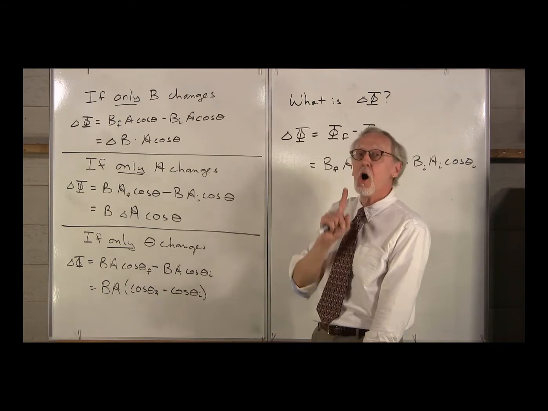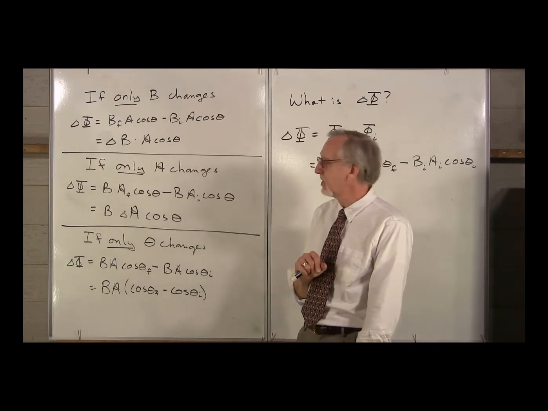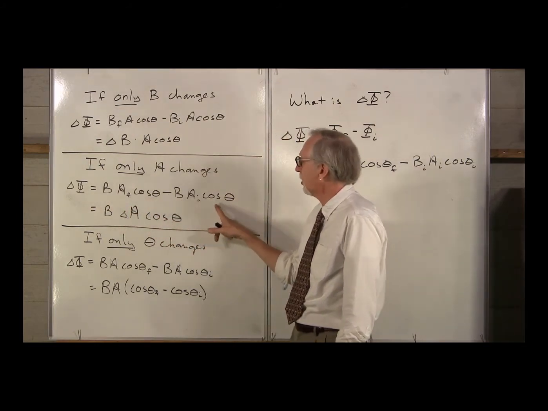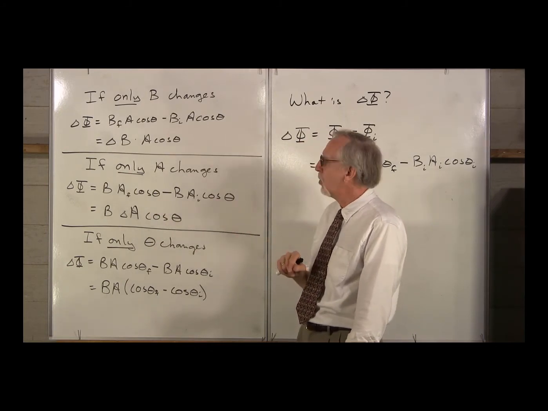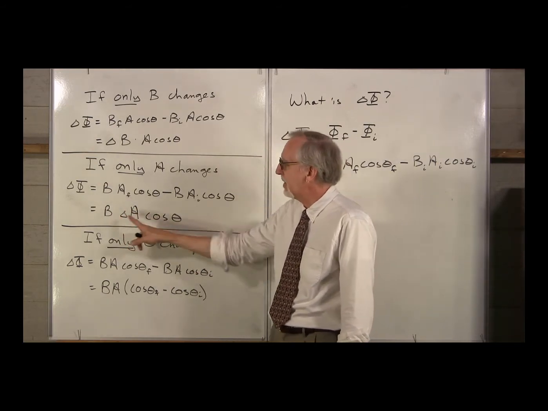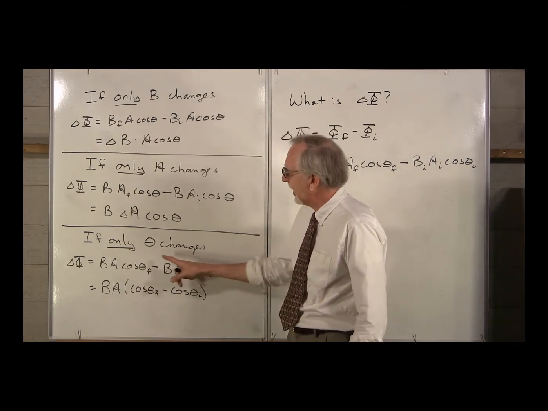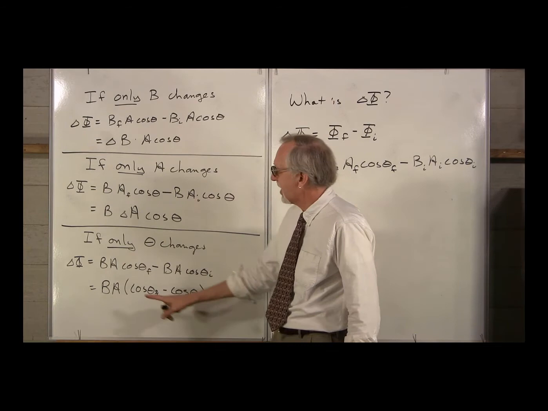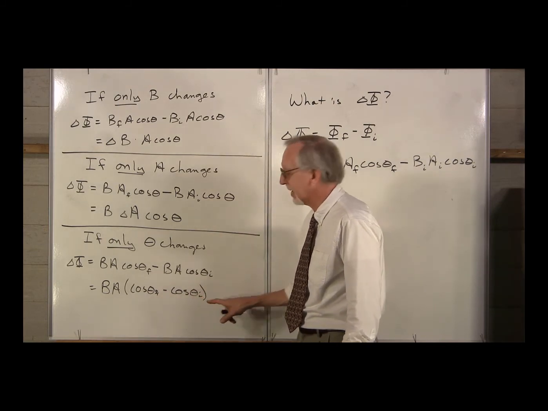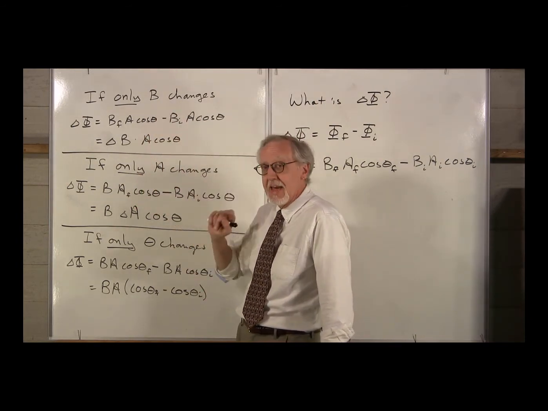What if you have a situation where only the area is changing? Only A changes. In other words, B and theta are constant. In that case, we could write delta phi as B A final cos theta minus B A initial cos theta. Factoring off the B and the cos theta, we could write this as B times A final minus A initial, which is delta A, times cos theta: B delta A cos theta. What if only theta is changing and B and A are constant? Well, in that case, we can do a similar sort of thing. Factoring off B and A, we end up with delta phi is BA times cos theta final minus cos theta initial. So those are some simplifications you can make if only B is changing, or only A is changing, or only theta is changing.